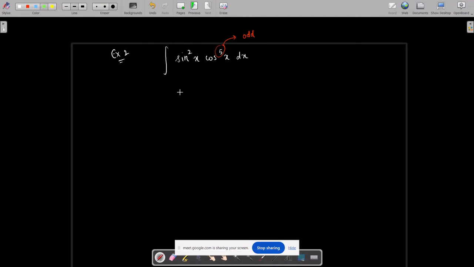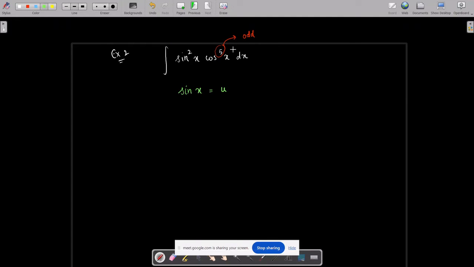The reason we are substituting sine is that when we differentiate it, we will get a cosine, and that cosine will cancel one cosine of this. So cosine will also become even. I think we can do it either way. We started with cosine, so now we're substituting u as sine. But if we started with sine squared x, then we would have to substitute u equals cosine x.